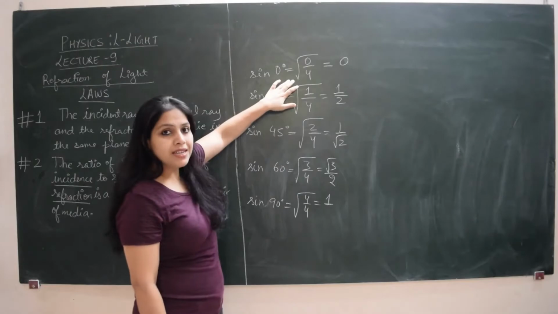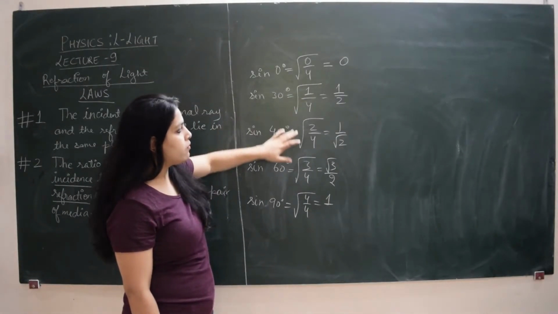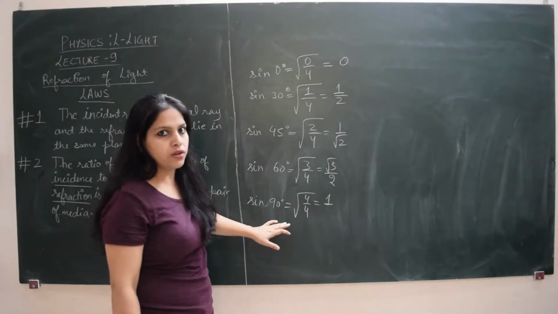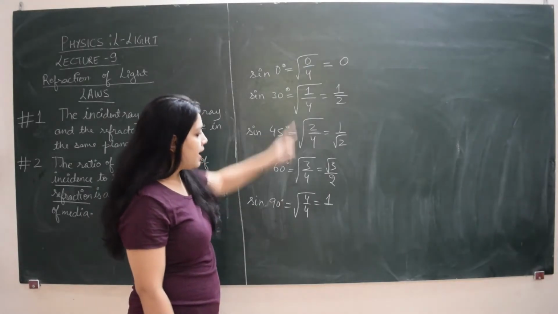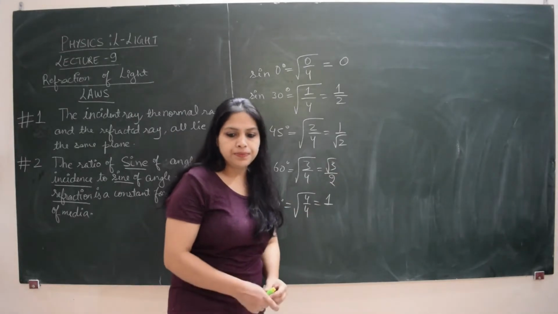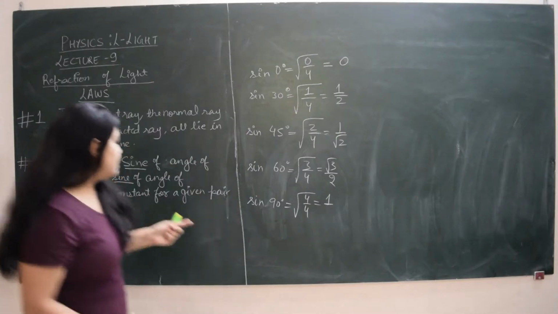And how can you memorize it? Under root of 0 by 4, 1 by 4, 2 by 4, 3 by 4 and 4 by 4. So the numerator is in ascending order, consecutive numbers in ascending order, and you can obtain these values. So these 5 values you have to learn. These are the sine values.